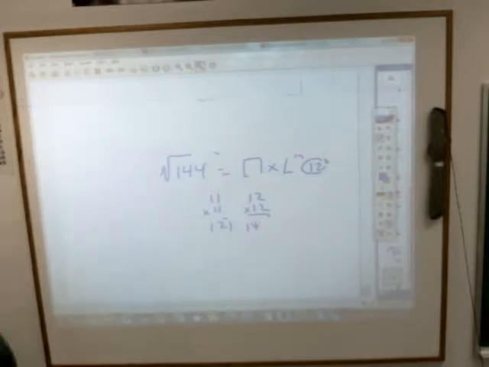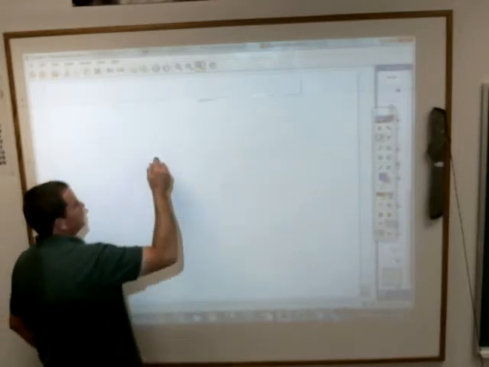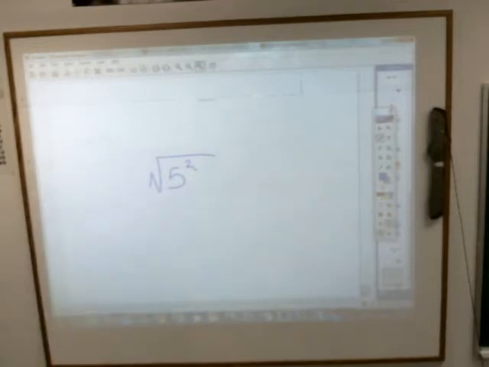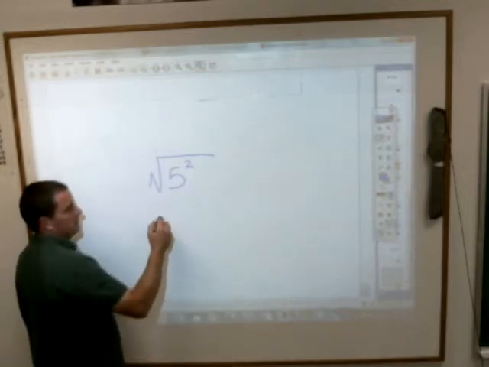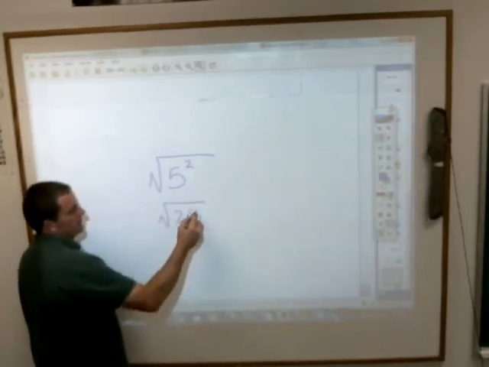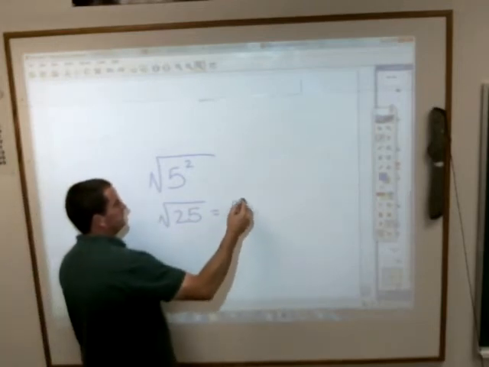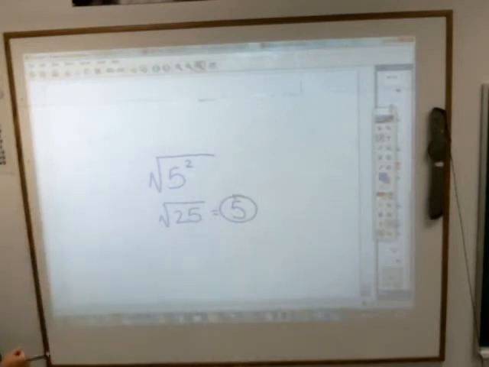Oh, look at this one. Here's a good one, right out of the book. The square root of 5 squared. Now you're going to have to take 5 and square it, I guess. 5 squared is 25. What's the square root of 25? 5. Again, no magical formula there. That really about sums it up. Not too bad, is it?